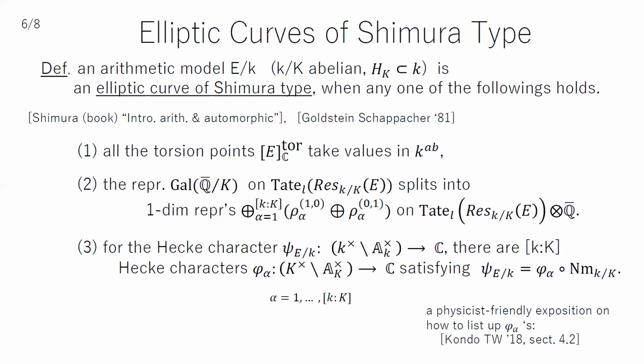And another characterization is that I said earlier that to an arithmetic model, one Hecke character of the field of definition K is assigned. But for those Hecke characters, there exist multiple Hecke characters of the imaginary quadratic field of complex multiplication in such a way that this relation holds. I'm not going to explain what it means in detail, but there are those two characterizations. One is to impose a condition that the representation of the Galois group splits into one-dimensional representations. The other is that there are Hecke characters corresponding to the original one of the elliptic curve.